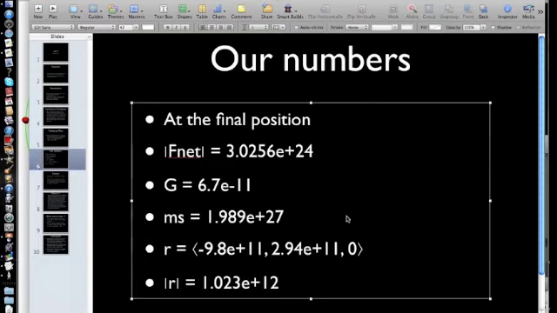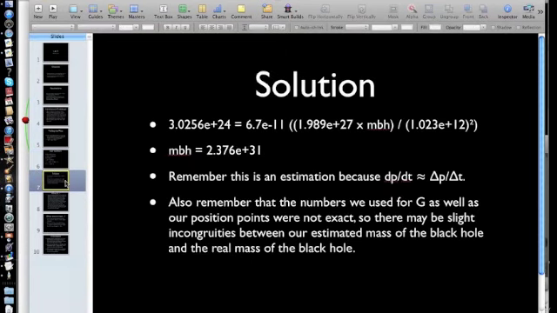The gravitational constant is the same. The mass of the star equals 1.98 times 10 to the 27th. The position here is the position of the star, and the magnitude of the position comes from the Pythagorean theorem incorporated with the position r. The solution: we plug all of our known values into the gravitational equation and solve for the mass of the black hole, which we got to be 2.376 times 10 to the 31.